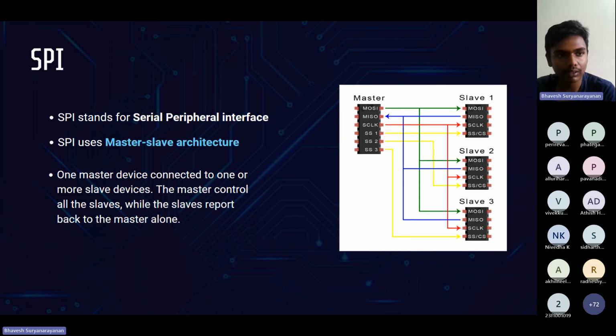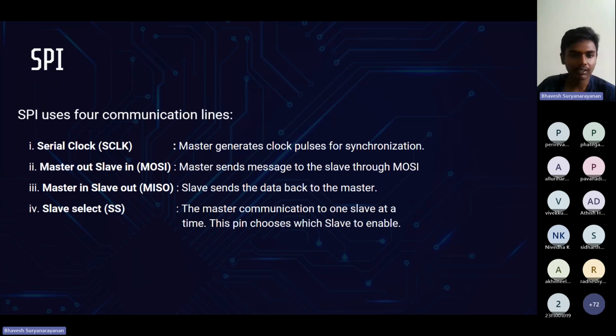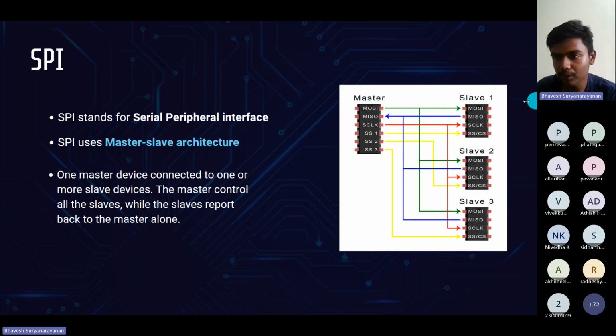So let's go on. It uses four communication lines, as I'll show you: MOSI, MISO, clock, and chip select. MOSI is master out, slave in, so this takes the data from the master to the slave. And MISO is master in, slave out, which takes the data from the slave back to the master.